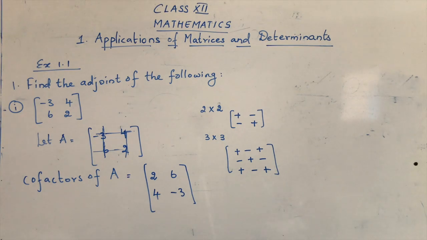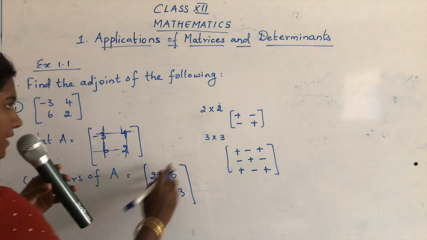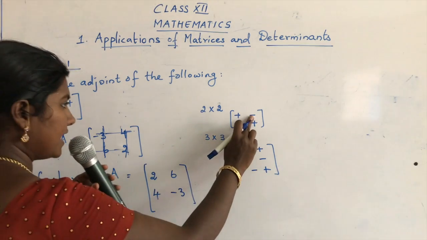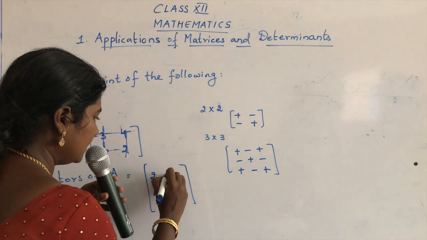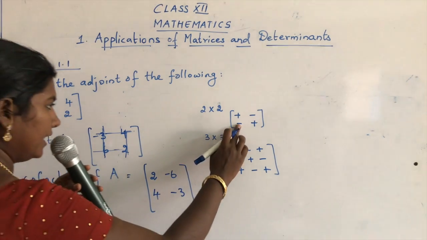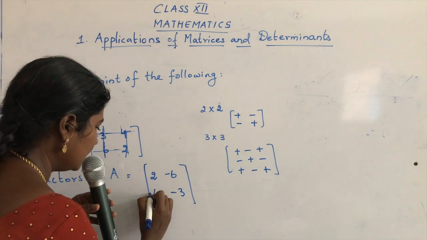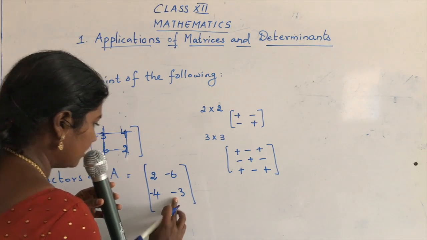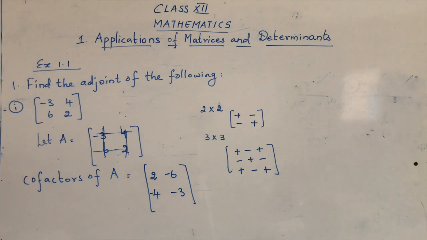So now we are going to insert the sign. Let's see the sign. It's positive. So no need to do any changes. What is the sign here? Minus. So insert a minus sign over here. Again, it's minus sign. So insert a minus sign. It's positive. So no need to change the sign. So now we have found the cofactors of A.